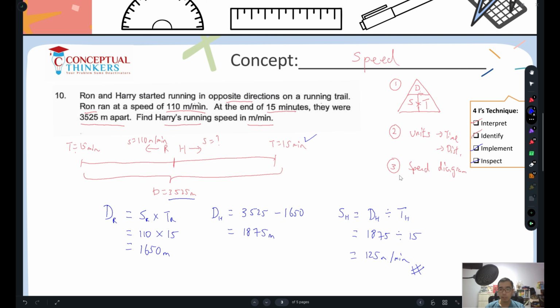Okay, so let's summarize. Please remember the formula. You can use this triangle to remember the formula. Now ensure that the units used for time and distance are matching with the speed units. And lastly, draw the speed diagram. Once you draw the speed diagram, it will become easy for you to visualize and find out what is the component that you need to solve for the question.